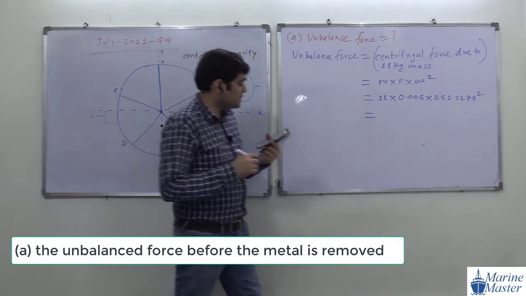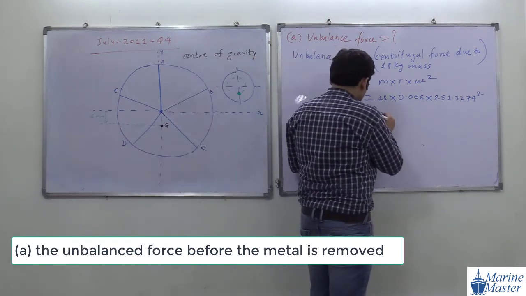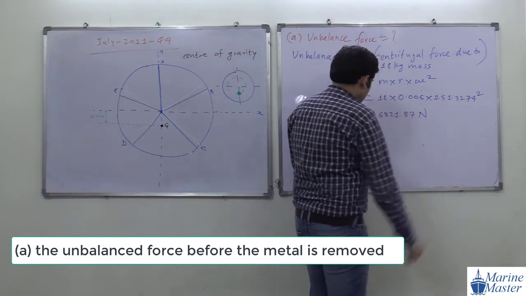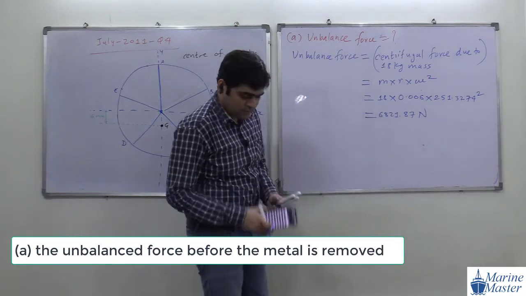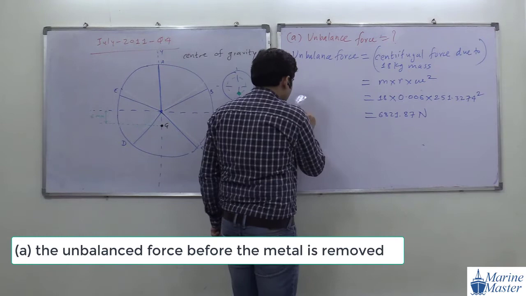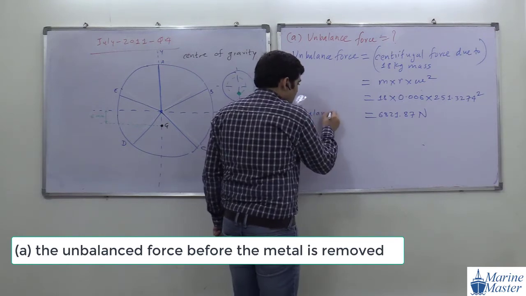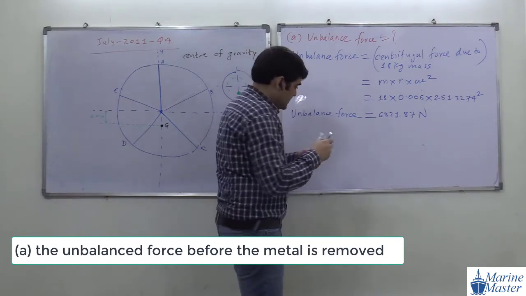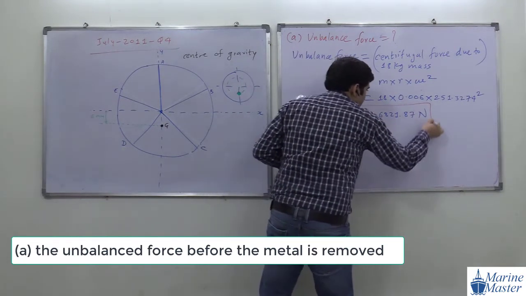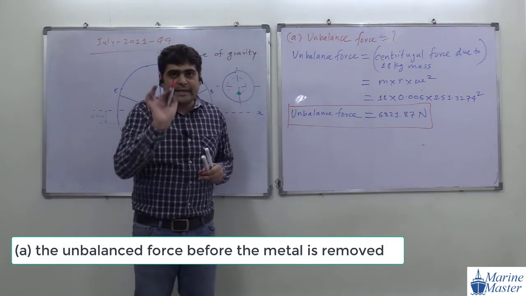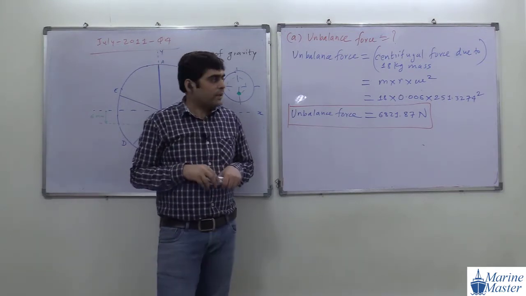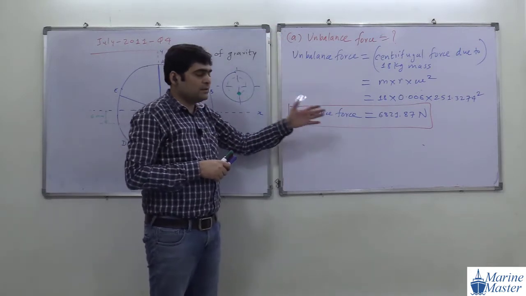How much? 87. Okay, we can take 87 Newton. So this is our unbalanced force before the removal of masses. So please everyone, this is our A part answer. Any doubt in this A part answer, guys? Okay, good. Please everyone complete this A part.